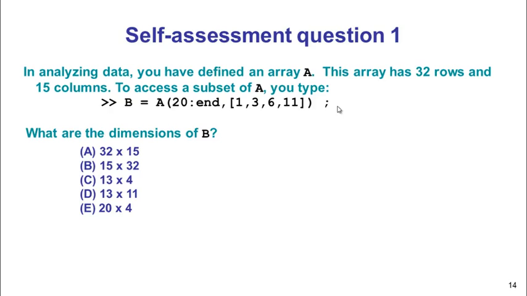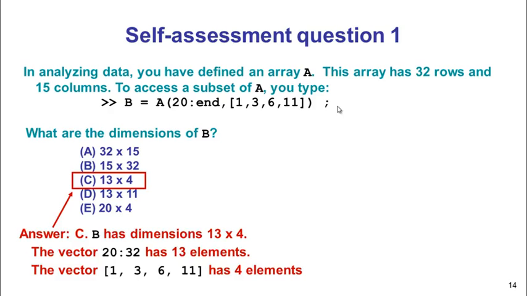Okay, capital B in this case is going to have dimensions 13 by 4. So the answer is C. How do we determine that these are the correct dimensions of B? Well, we looked at the number of rows, and the rows are specified by 20 to end, and we've been told that A has 32 rows. So 20 to end in this case means 20 to 32. How many elements are there in the vector that defines all the numbers between 20 and 32 inclusive? Well, that's going to have 13 elements in it. So we know that B is going to have 13 rows.